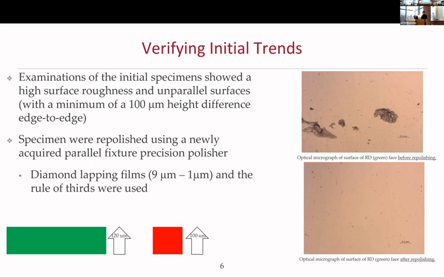Previously, when we polished samples, we were polishing them freehand. That actually introduced a sloped surface that we ended up testing on. Each surface had about 100 to 120 micron height difference edge to edge, which at the nanoscale can have a lot of impact.